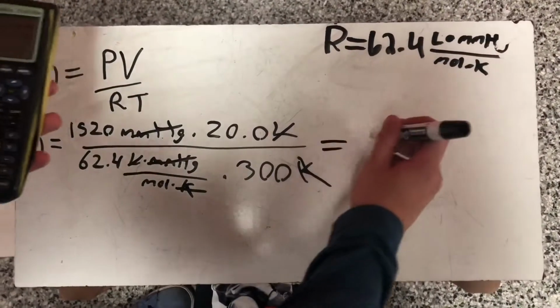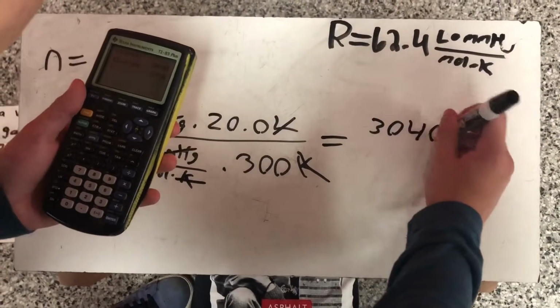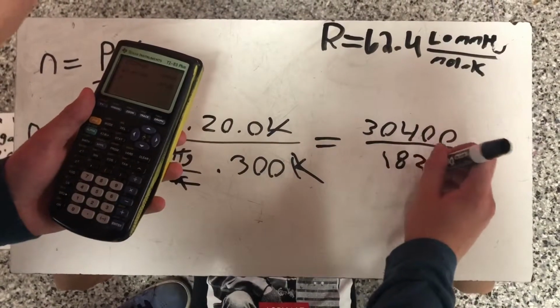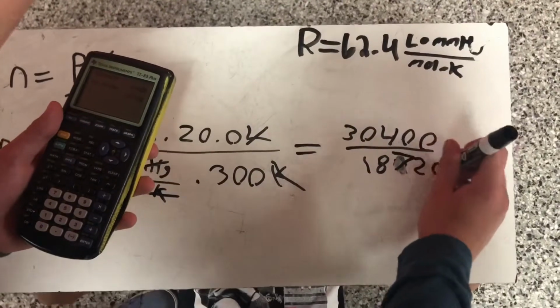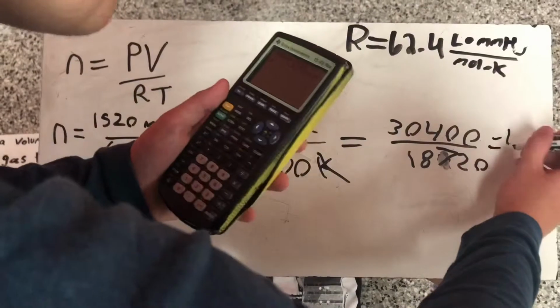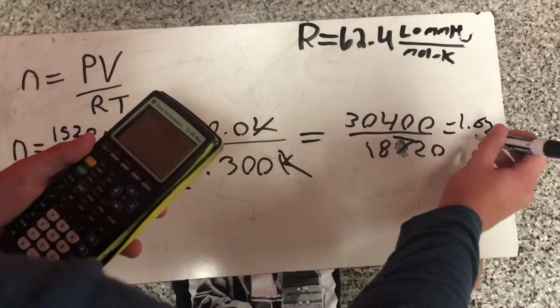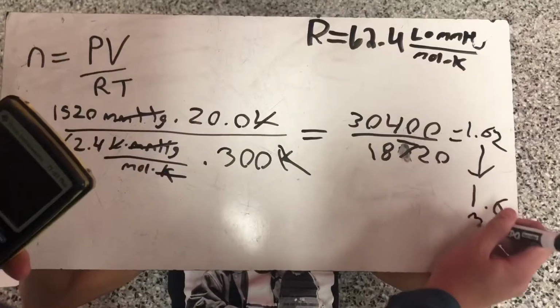So this will equal 3,004 over 18. Oh, that's wrong. It's okay, no matter. 720. So that ends up equaling 1.62. But since we only have two sig figs, it goes down to 1.6 moles.